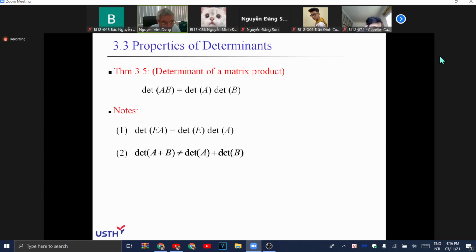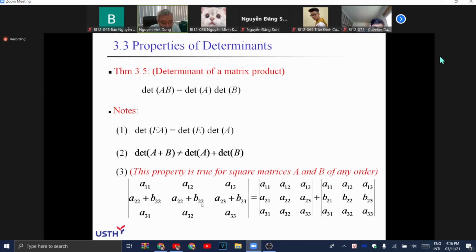And the next property says you don't have determinant of A plus B equals determinant of A plus determinant of B. For the product it is okay. For the multiplication it is okay. But for the addition it is not true. However, we have this one. The property I write here by example, but I put it in red letters here. This property is true for square matrices A and B of any order.